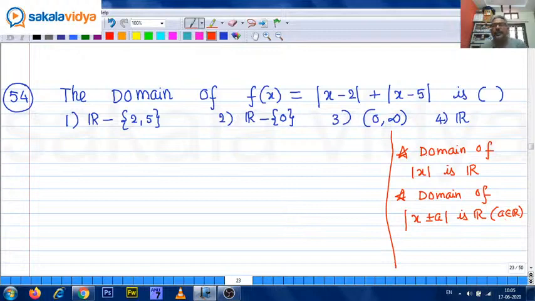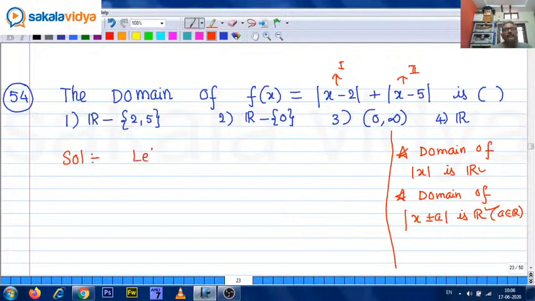So that means the domain of |x| is also the domain of |x + a| and |x − a|. Here this is a sum function. The first function and the second function: the domain of the first function is R, and the domain of the second function is also R. R intersection R is R only. So that means you write down the solution like this.